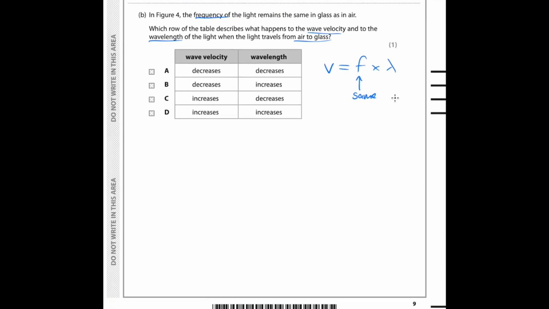Now, if we come back to this equation, if the wavelength decreases, that means that this wave speed will also decrease. So we're looking for wave velocity decreasing and wavelength decreasing. So the answer is A. The frequency always stays the same because that comes from the source. So unless they're going to be changing the bulb, that's why the frequency stays the same.